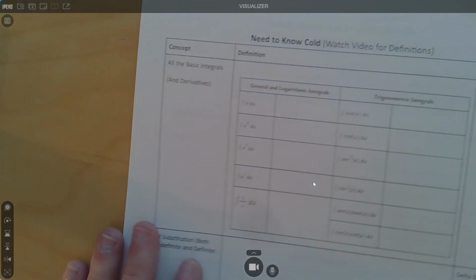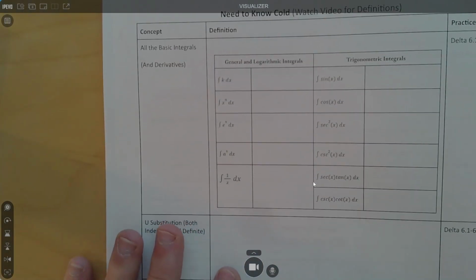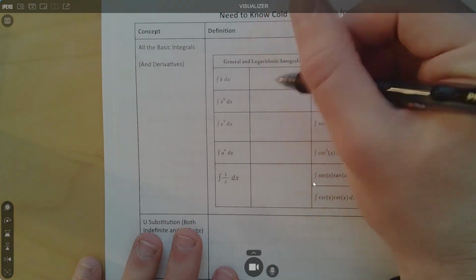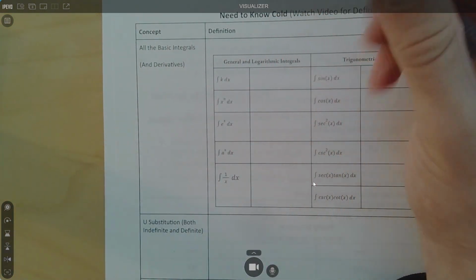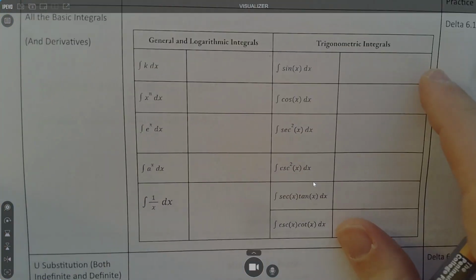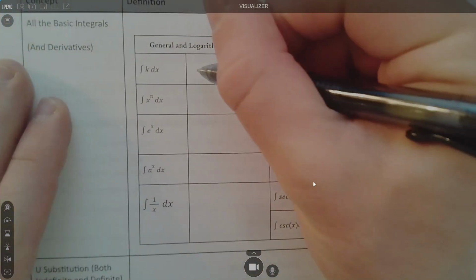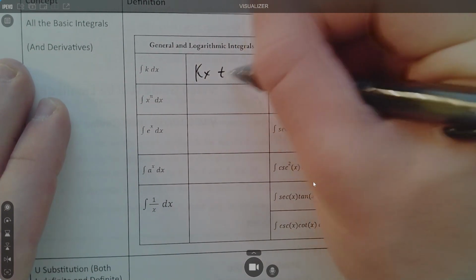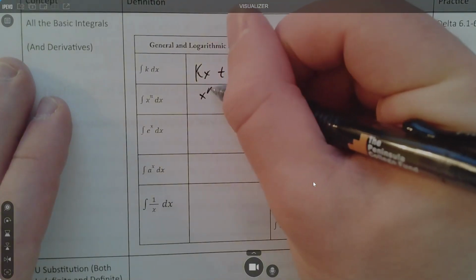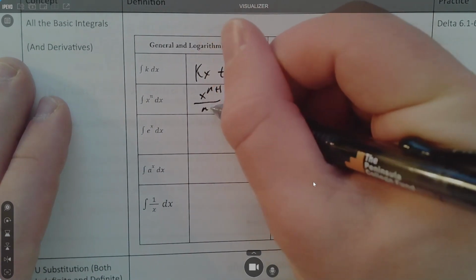First thing to go over here is the integrals, the antiderivatives. You got to know these. So if you haven't yet, try and do this by yourself. But if not, I'll help you out. This is k, it's a constant. Let me zoom in a little bit here. This is kx plus c. This is x to the n plus 1 over n plus 1 plus c.